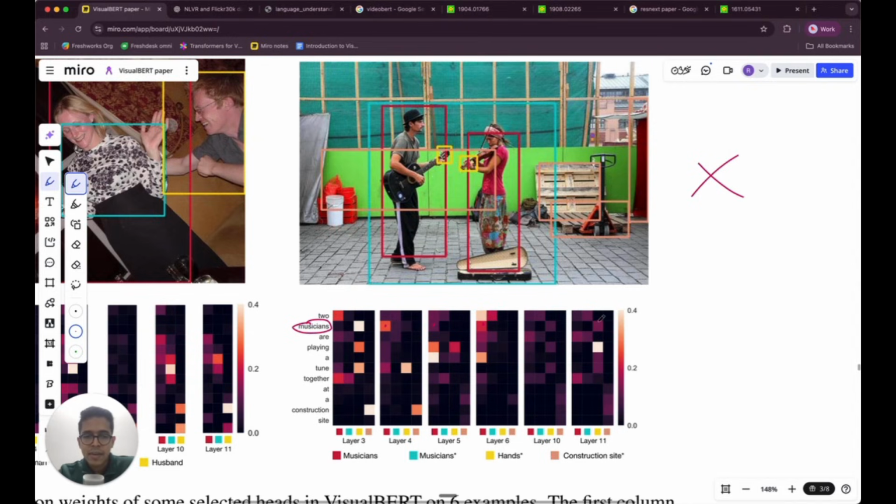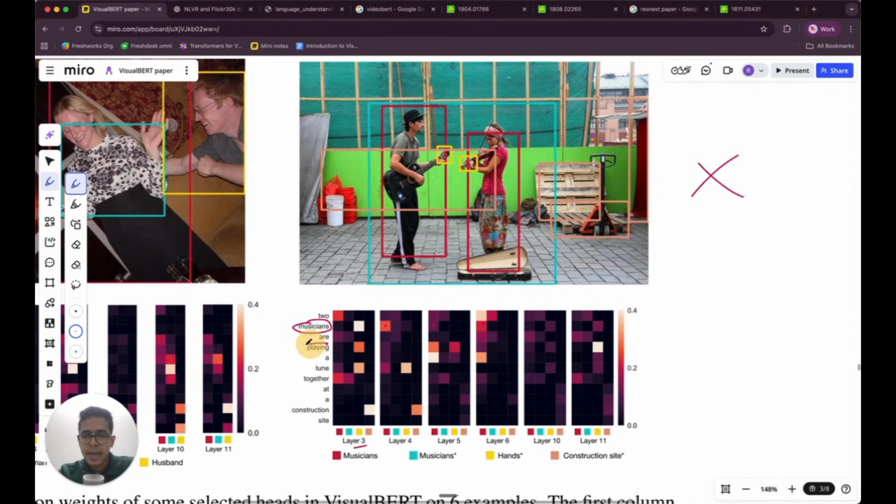But in layer 11, there is poor correlation. Layer 10 correlation is not good. In layer 3, the correlation is not good. Are playing a tune together. So playing tune together at a construction site.